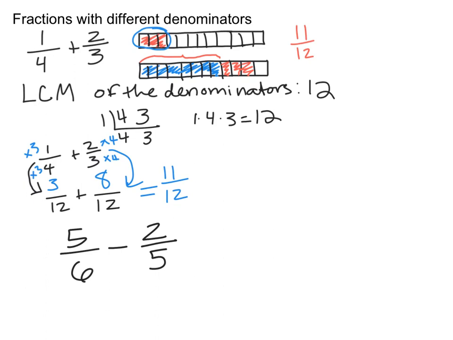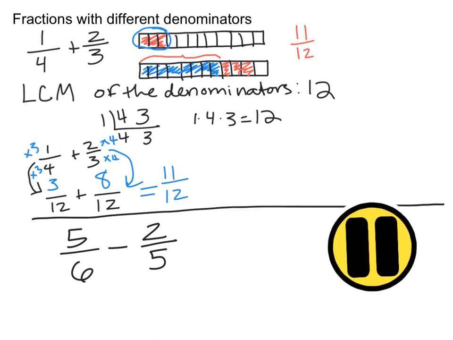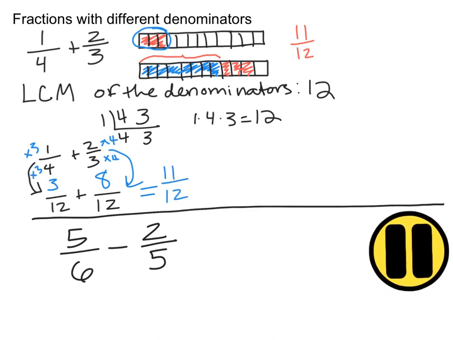Okay, so now let's try it again. This time we are going to subtract. The process is exactly the same, but we have new fractions with new denominators, which means they're going to have a new LCM, or a new common denominator. And I want you to pause and see if you can figure it out. You don't need to draw the fraction bars, but make those common denominators and subtract. Pause now.